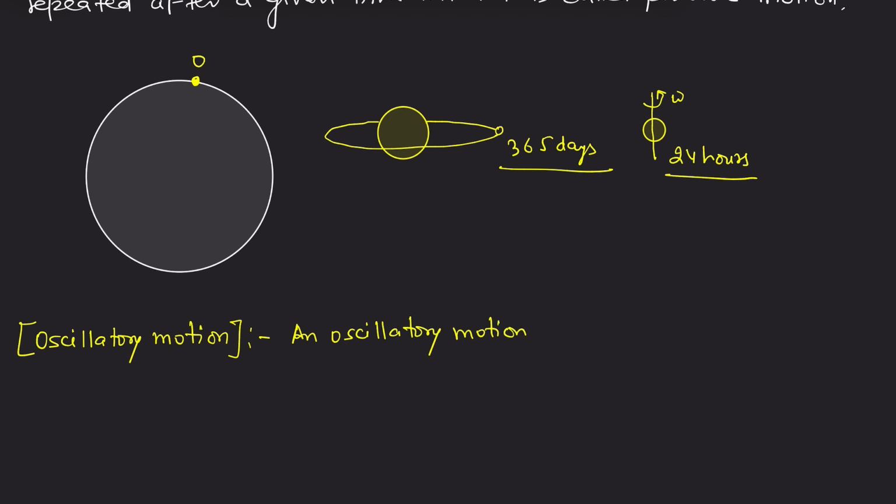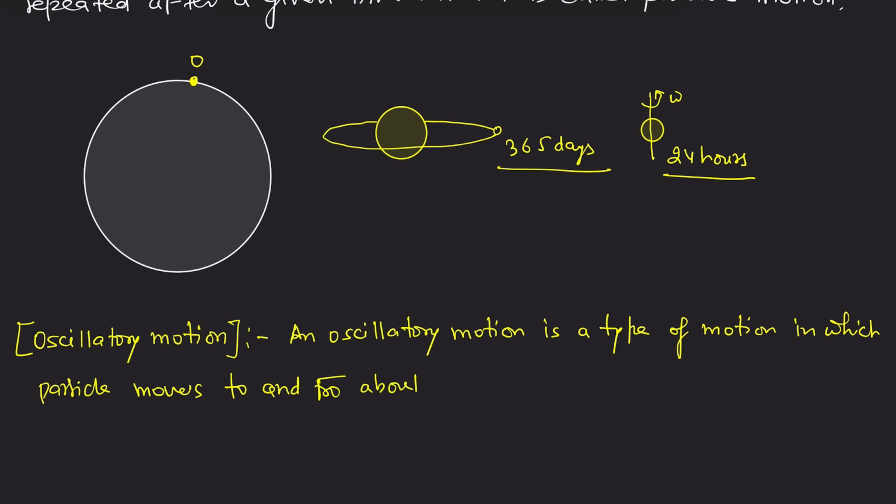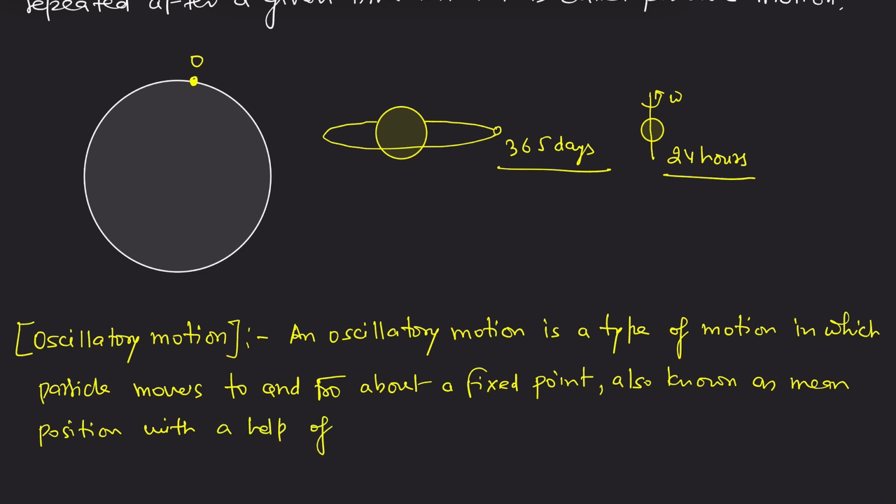An oscillatory motion is a type of motion in which a particle moves to and fro about a fixed point, also known as the mean position, with the help of any restoring force. Okay guys, so this is the idea of oscillatory motion.